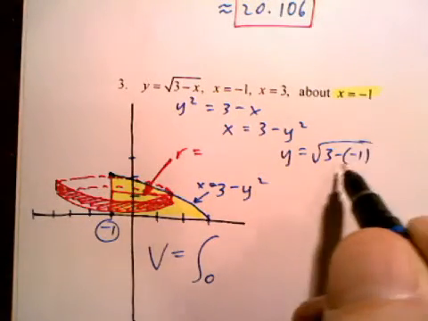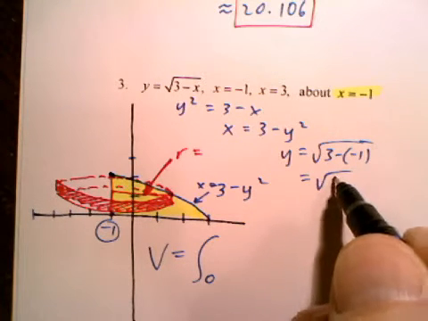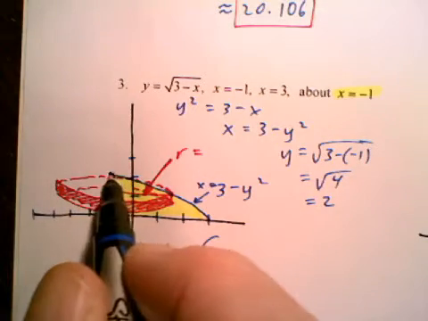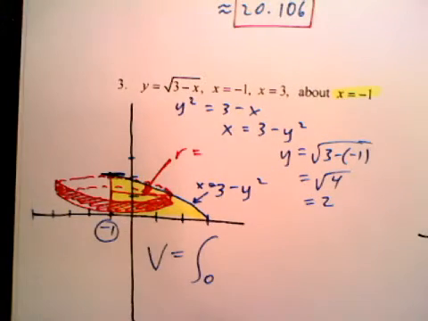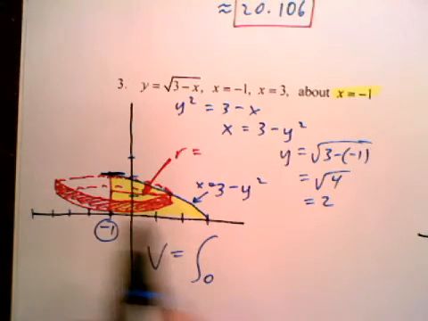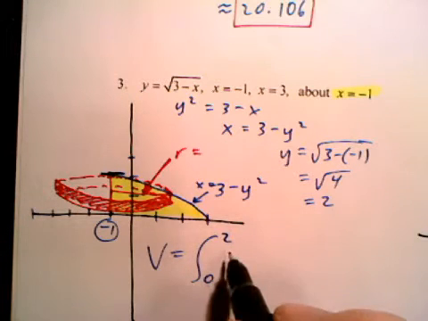So we know the x value, and we're going to plug in the x value and find the y value. 3 plus 1 is 4, and so we get y is 2. So that's the high point. That's how high these disks will go when you're integrating. You're adding up an infinite number of volumes of disks. They're going to start at 0, and they're going to go all the way to 2.